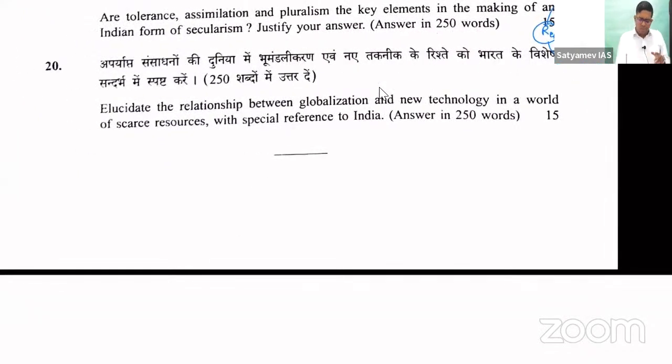Now, and then conclusion. Conclusion should be on the basis of Indian secularism. Yes, Indian secularism is a very progressive secularism, and it sets a benchmark for world communities to learn from Indian secularism.